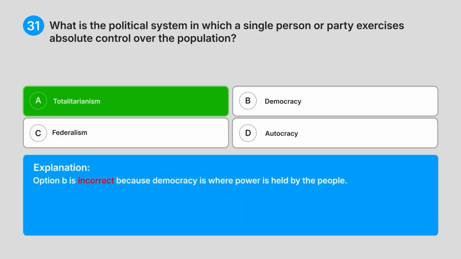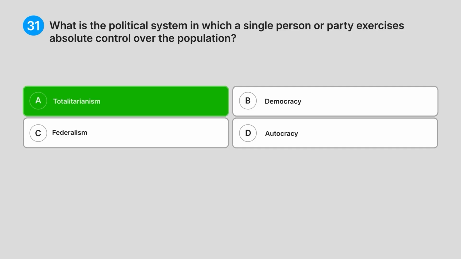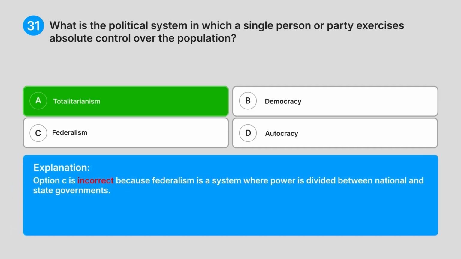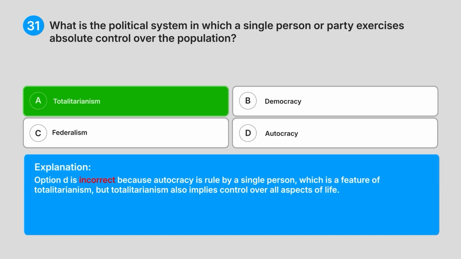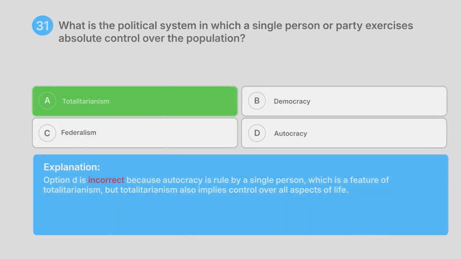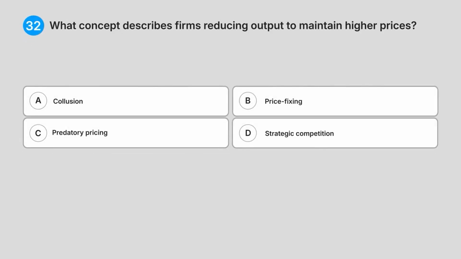Option B is incorrect because democracy is where power is held by the people. Option C is incorrect because federalism is a system where power is divided between national and state governments. Option D is incorrect because autocracy is ruled by a single person, which is a feature of totalitarianism, but totalitarianism also implies control over all aspects of life.